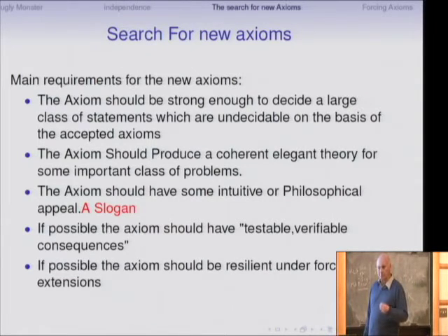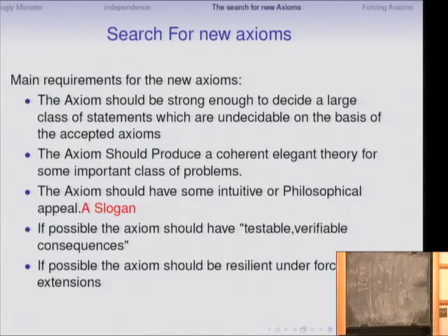But on the other hand, once it's not Gödel's universe, that's it. It's almost like, we'll go back to this analogy, the algebraic closure of a field. Once you got a solution for an equation, the solution is there. If you make a further extension of the field, you don't lose that solution. So if possible, you would like the axiom to be as resilient under forcing extensions as possible.